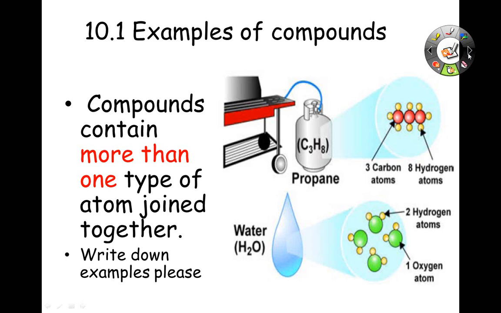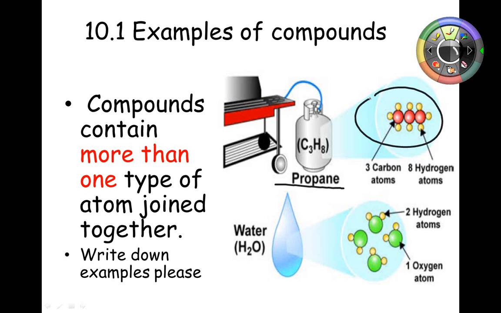Other examples of compounds. So they contain more than one type of atom joined together. These are some examples that I want you to actually have in your notes. You need to know propane, C3H8. That's kind of what it looks like. That's the model of it.